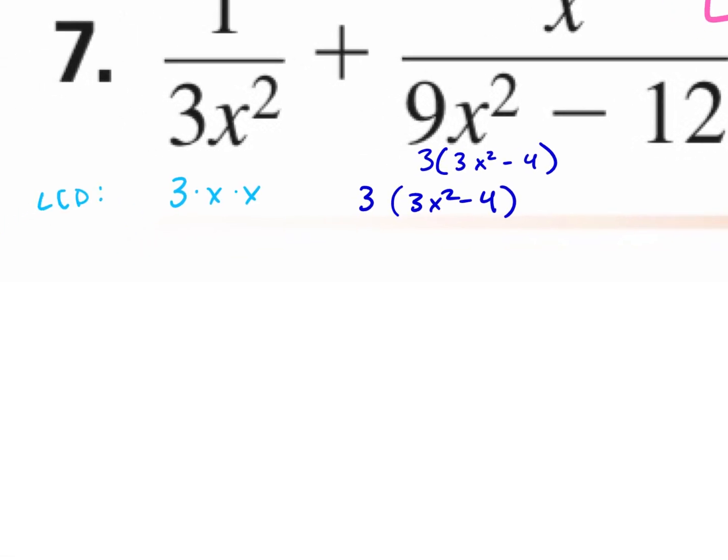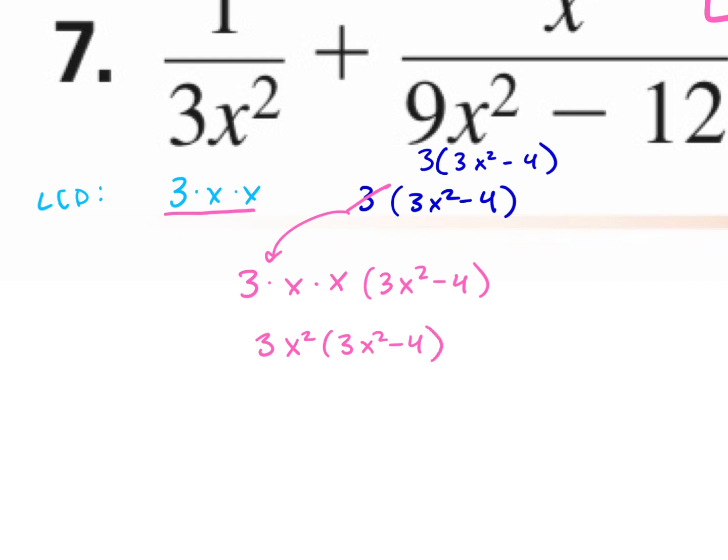All right, so we start by listing all of the first ones. So 3 times x times x. If anything overlaps, we don't repeat it. So do I have anything that overlaps? The 3. So since it's already there, we don't need to rewrite it. So what else do I need to include in my least common denominator? 3x squared minus 4. So my denominator is going to be 3x squared times 3x squared minus 4. You don't have to distribute it back out. I would say leave it factored already.